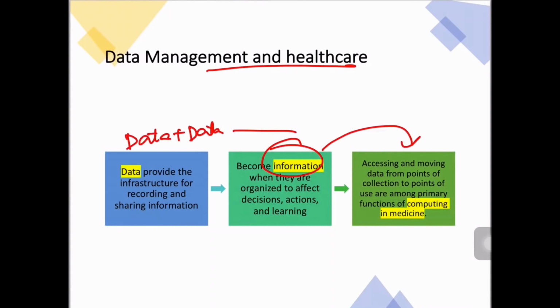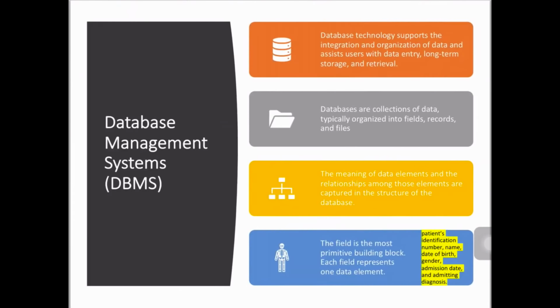So data provides the infrastructure for recording and information sharing. Data becomes information when they are organized to affect decision, action, and learning. And based on this information, we can assess and move data from one point to another. So we will basically take some decisions. Okay. All right.